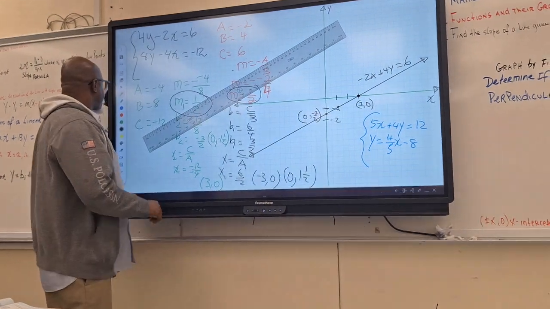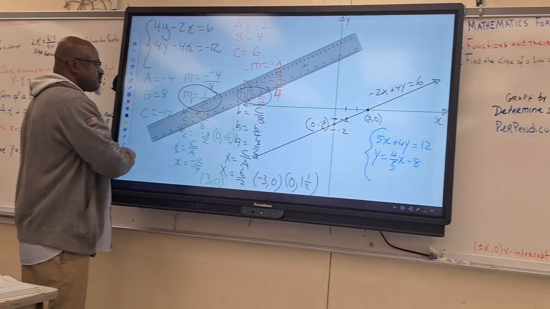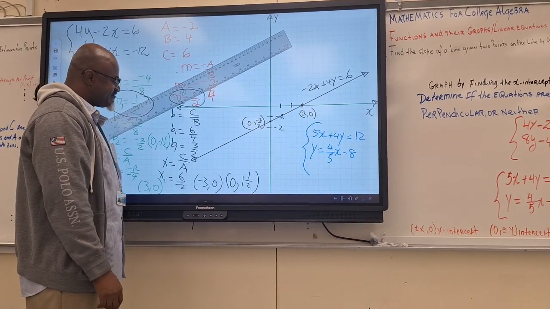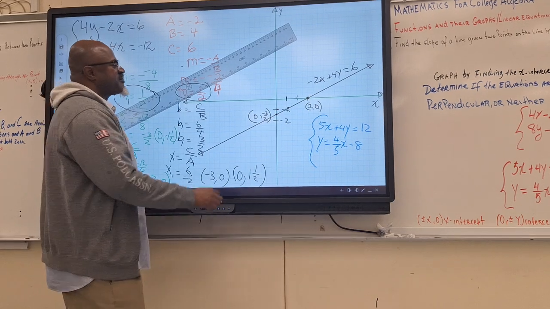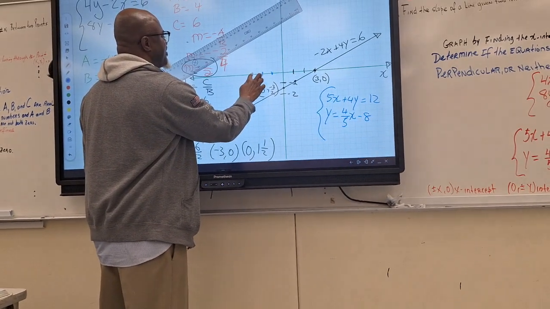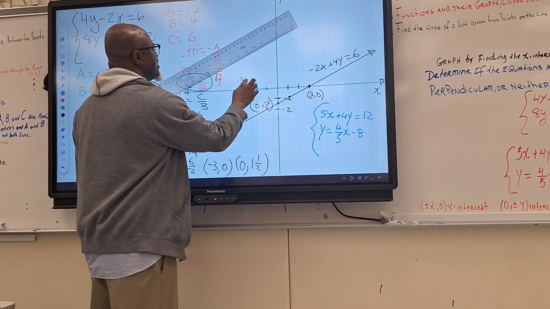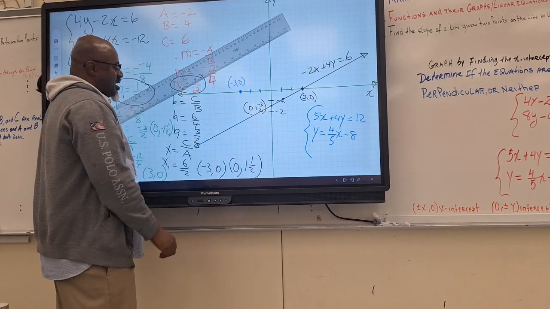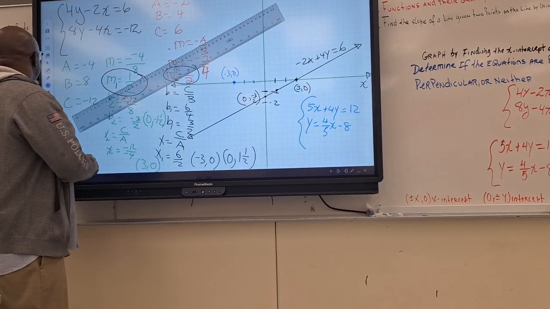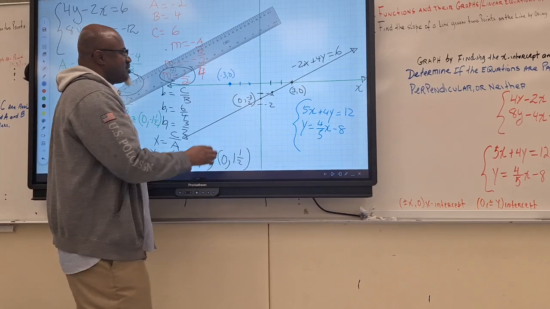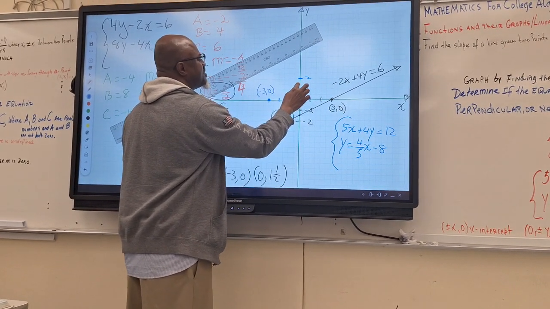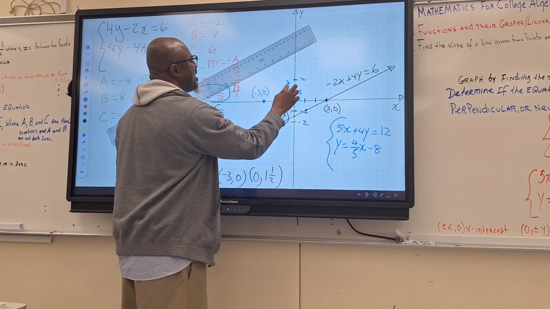Now I'm going to find a different color to graph the other one. The other one has the point negative 3, 0. Where's negative 3, 0? On the left. You go left 3 units: negative 1, negative 2, and negative 3. And the other point is 1 and 1/2. Where do you go? Up. That will be positive 1, positive 2, so it should be in between. That will be 3/2.